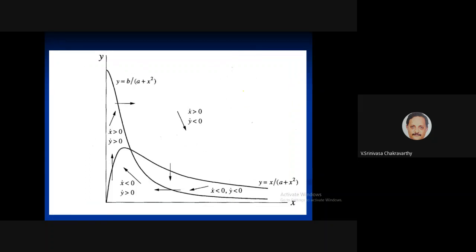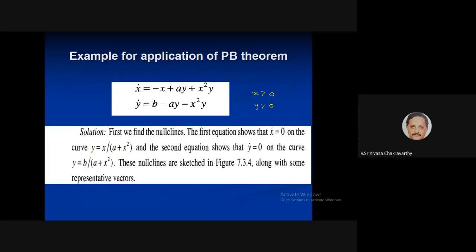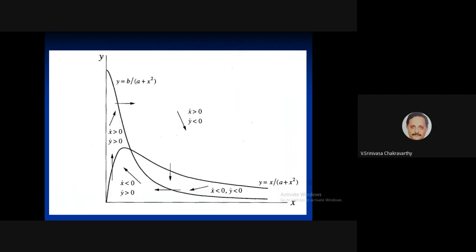So let us depict this in the curves. The two null lines are given by y equal to x by a plus x squared, which is the x null line. Now you see that at x equal to 0 it goes to 0, and at x equal to infinity again it goes to 0, right? So in between it goes to a maximum. So this is how the x null line is.